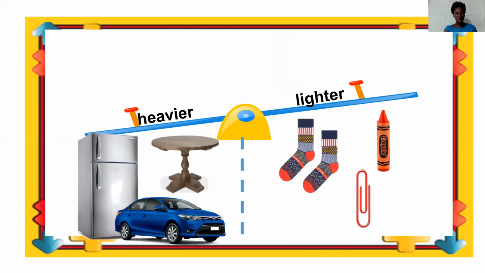Very good. On the heavier side of the seesaw, we have the refrigerator, the table, and the car. And on the lighter side of the seesaw, we have the pair of socks, the crayon, and the paper clip.